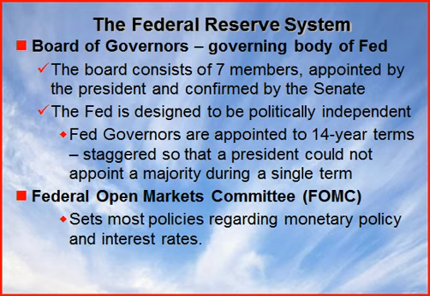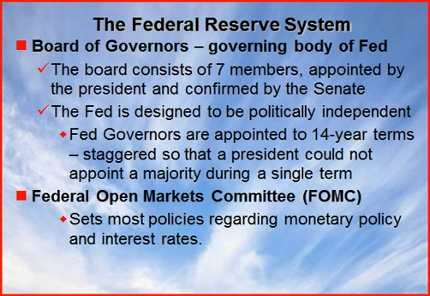The governing body of the Federal Reserve System is the Board of Governors. The board consists of 7 members appointed by the President and confirmed by the Senate. The Fed is designed to be politically independent. Fed governors are appointed to 14-year terms, staggered so that a president could not appoint a majority during a single term. The Federal Open Markets Committee, the FOMC, sets most policies regarding monetary policy and interest rates.